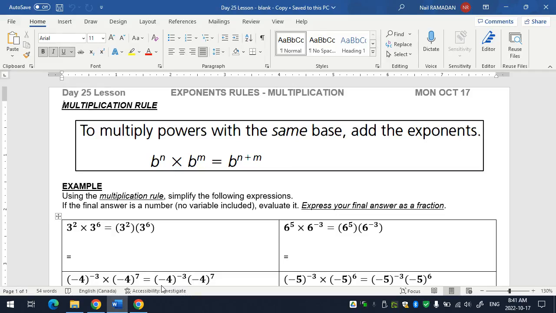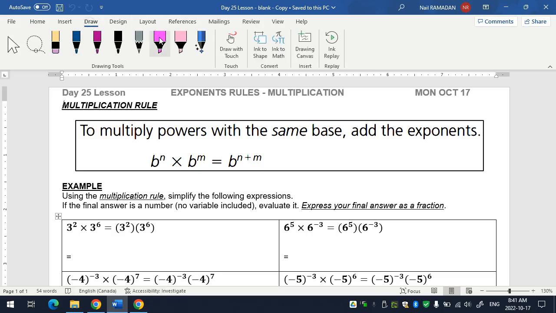So, first rule, the multiplication rule. To multiply powers with the same base, the most important condition is that they both have to be the same base. You just add the exponents. That's all you have to do.